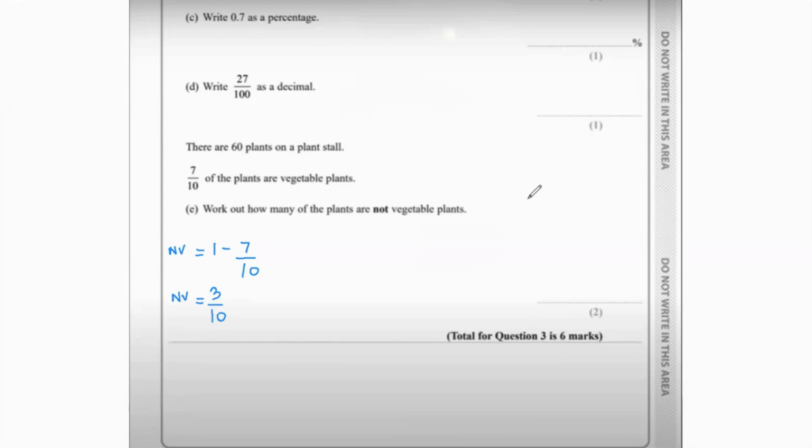And now to find the number, because it says how many, not the fraction, we will multiply. The number of not vegetable plants is going to be 3/10 times 60, which is 18. 18 plants are not vegetable plants.